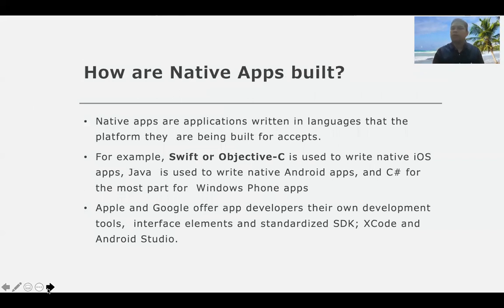How is a native application built? This is an example. As I said before, you need to choose what kind of programming language you want to use and what kind of platform you want to develop for. For example, here we have Swift or Objective-C, which is specific for iOS applications, and Java, which is specific for native Android applications, and also C# for most Windows Phone applications. So depending on the platform, you can choose the programming language.